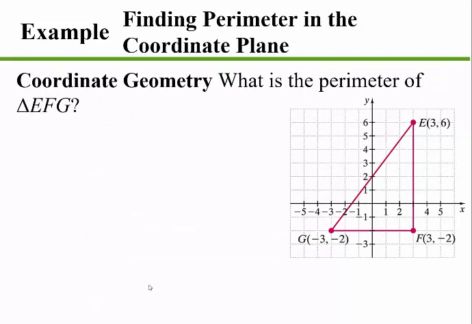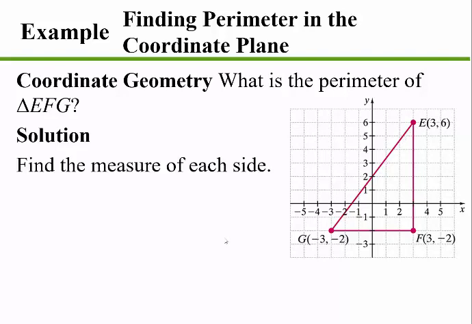All right, let's talk about a coordinate plane. So what is the perimeter of this triangle EFG? Well, what we need to figure out here is the distance of this length, the distance of this length, and the distance of this length. And then we need to add them together. So find the measures of each side.